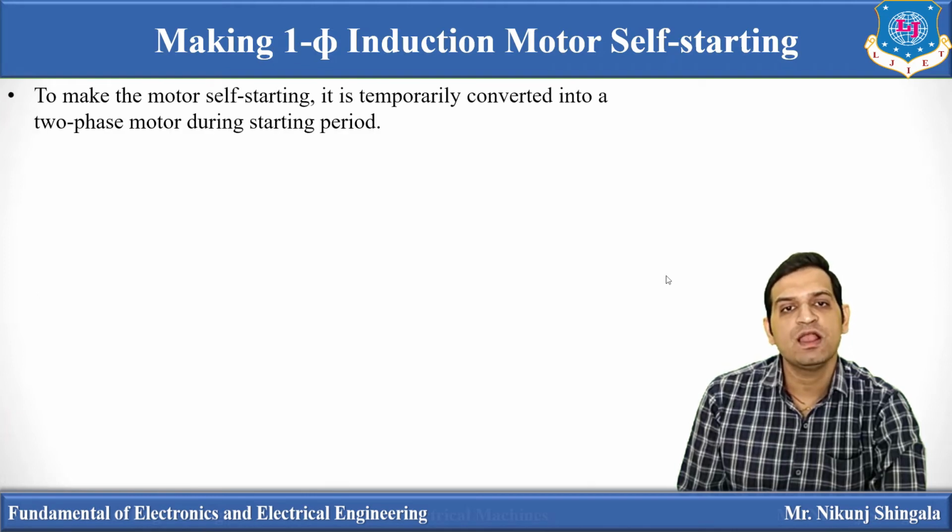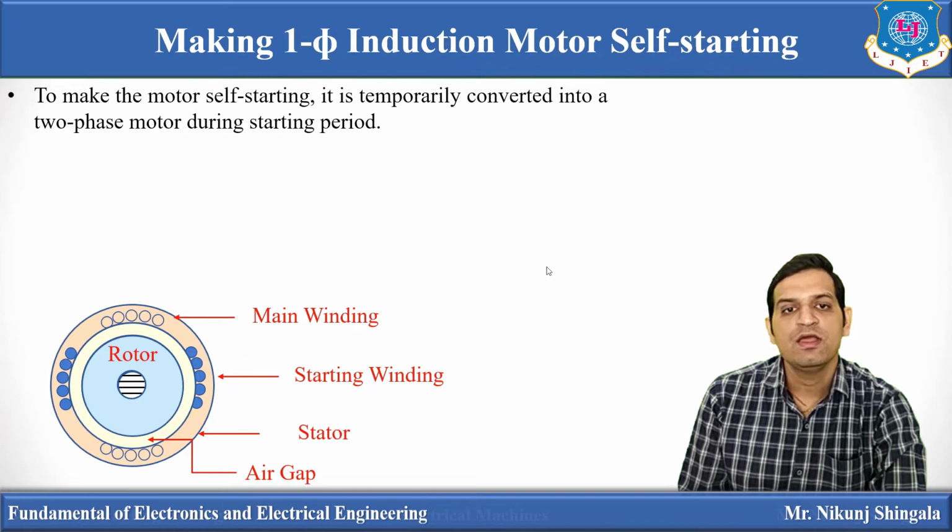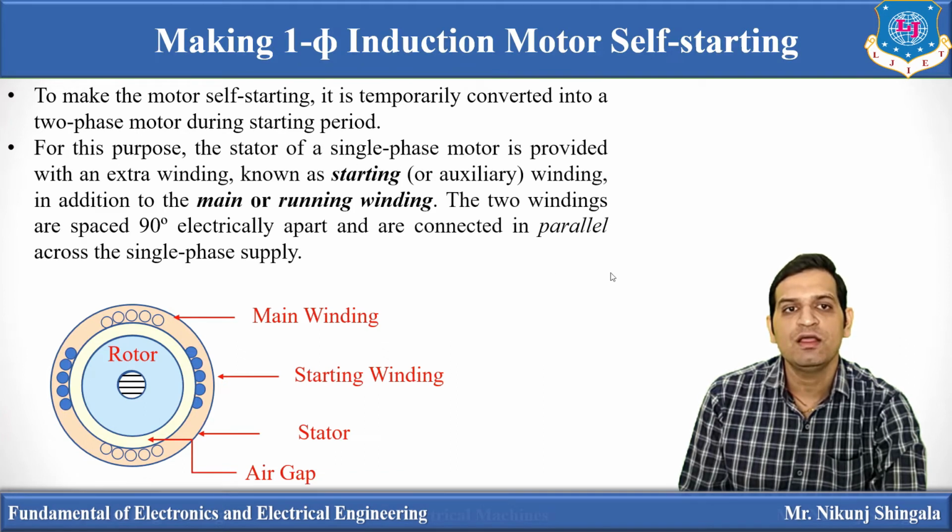To make the motor self-starting, it is temporarily converted into a two-phase motor during the starting period. So the winding is divided into two parts. We have already discussed the main winding, and the starting winding will be there. For this purpose, the stator of the single phase motor is provided with an extra winding, known as the starting winding, in addition to the main winding. The two windings are displaced 90 degrees electrical from each other and are connected in parallel across the single phase supply. Because of these two windings, two fluxes will be produced which are 90 degrees displaced from each other, so a resultant flux and a resultant torque will be there in one particular direction.